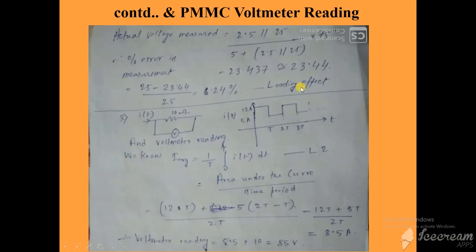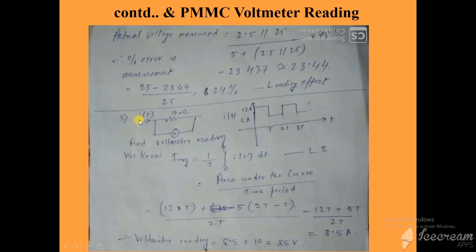So this is actually the loading effect. Whenever you apply the voltmeter to find the reading, it is loading the circuit, that is, it is drawing some power or current from the circuit, practically. So this is the thing. The next question is a bit different, a bit complicated. This type of question is important for your competitive exams.